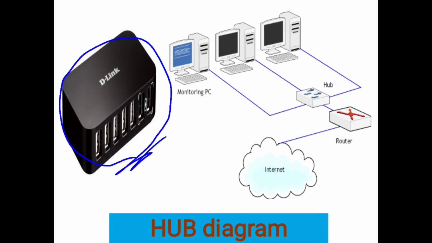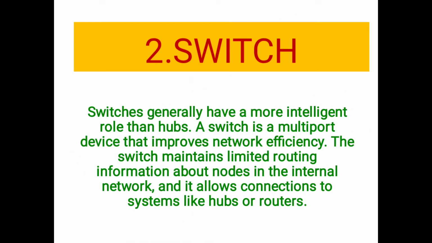So we say that hub is used to connect the local area network, but the disadvantage is that the signal once transmitted from any one computer will be transmitted to all the computers even though they are not supposed to receive it. So to resolve this problem, we have introduced another device which is called a switch, and you can see in the definition it is written, a switch plays a more intelligent role than the hub.